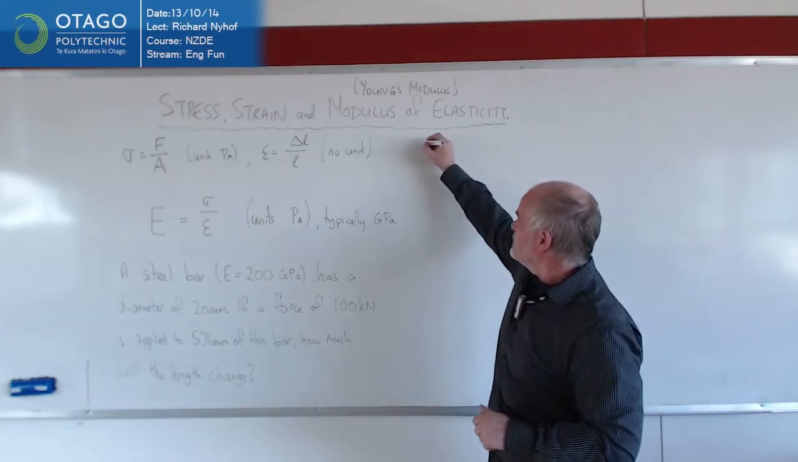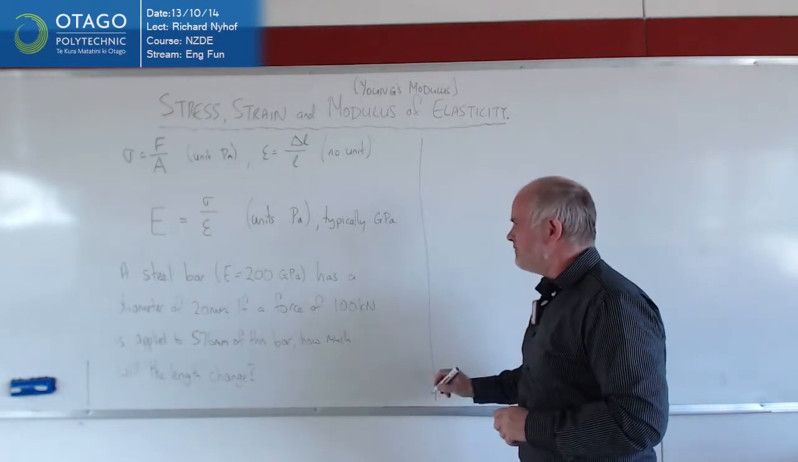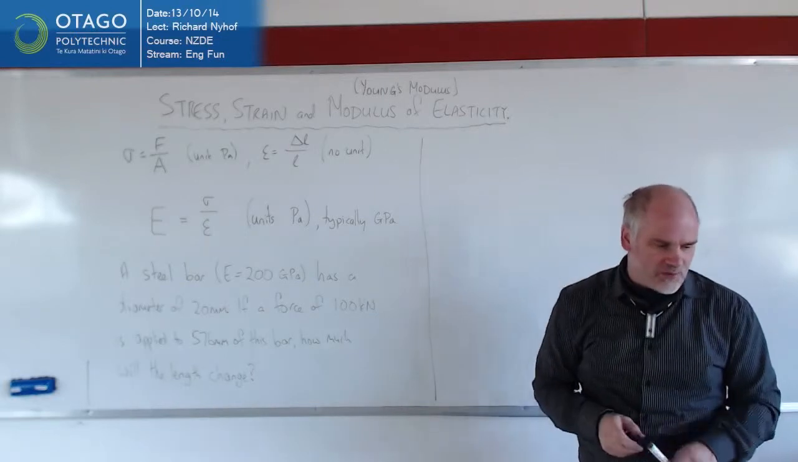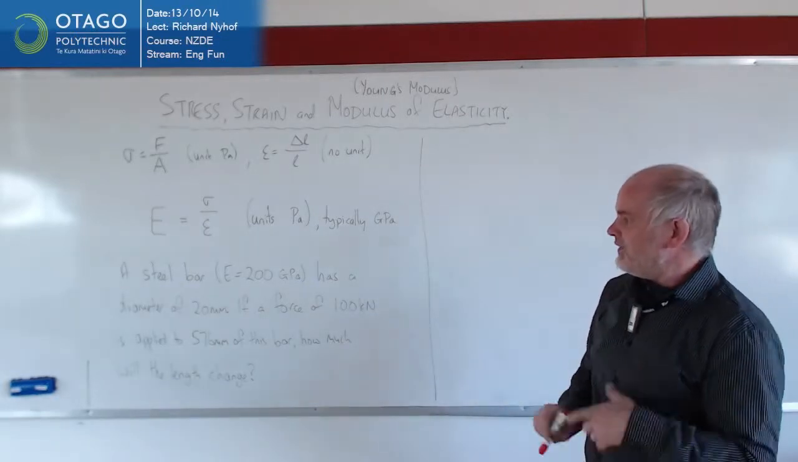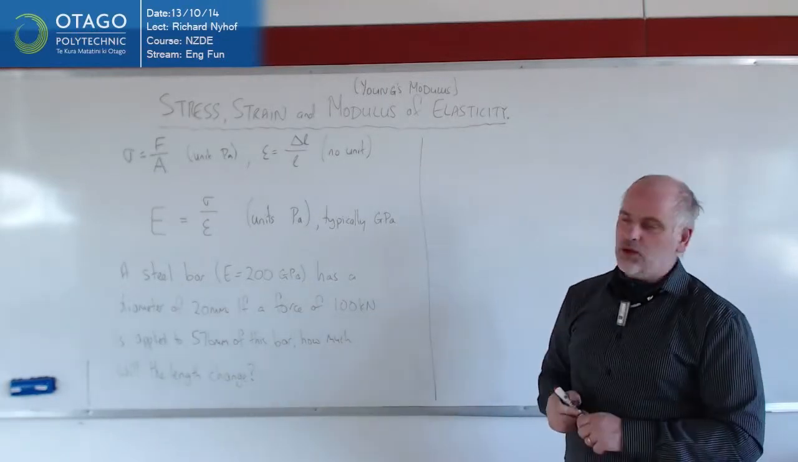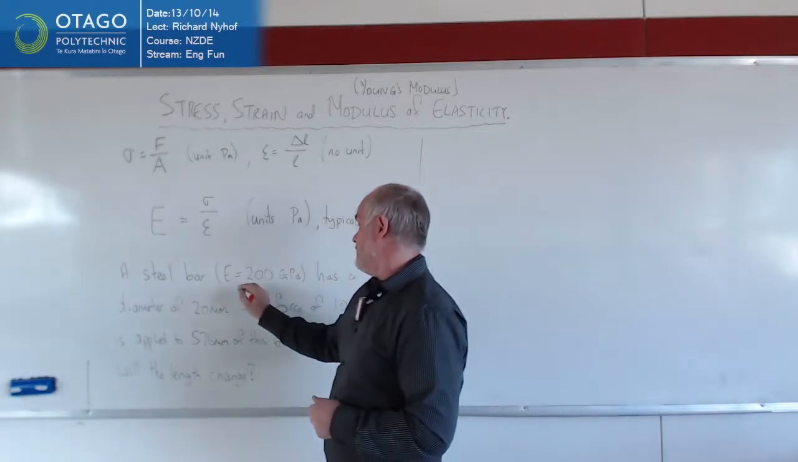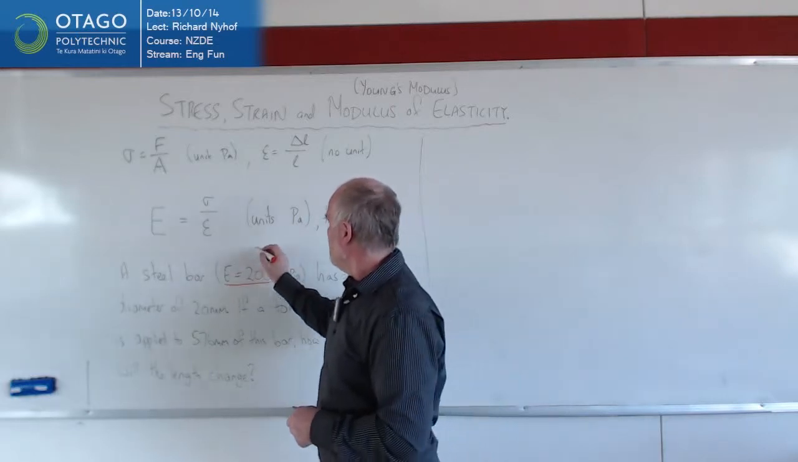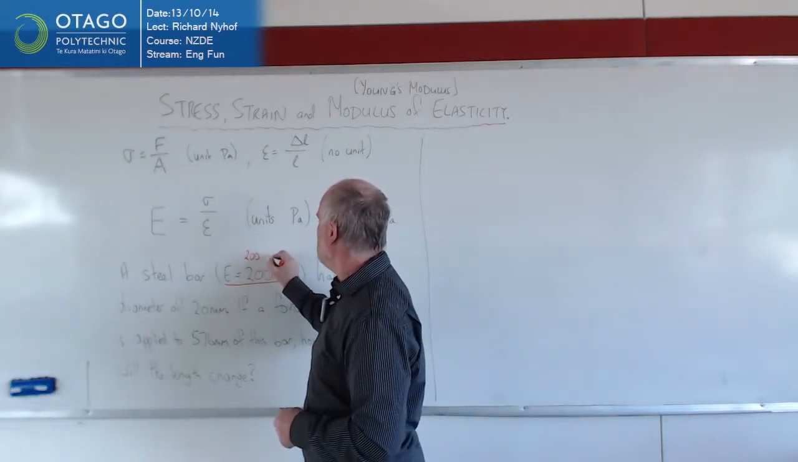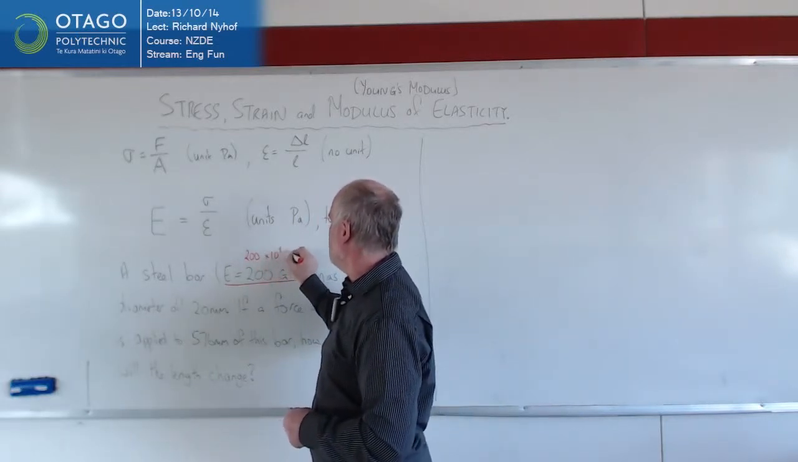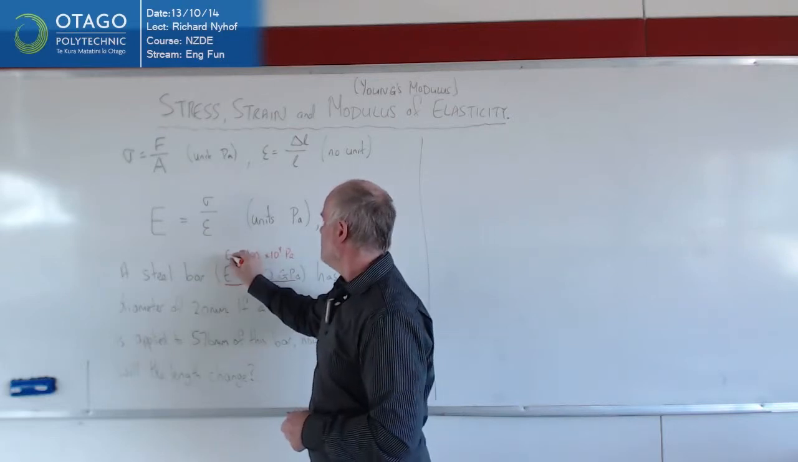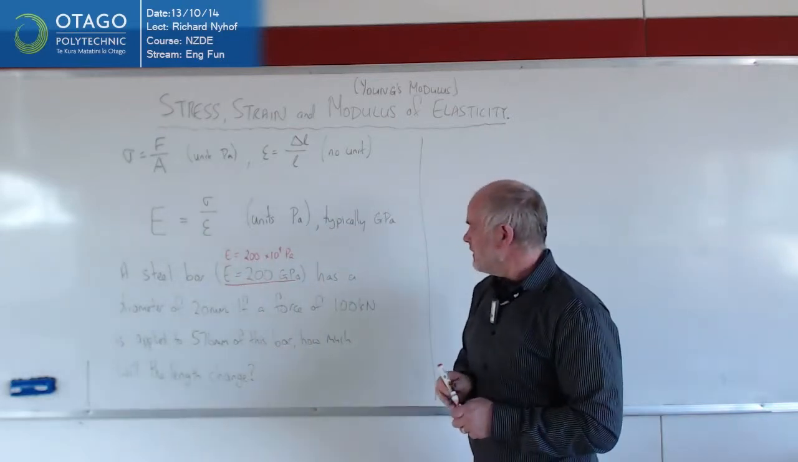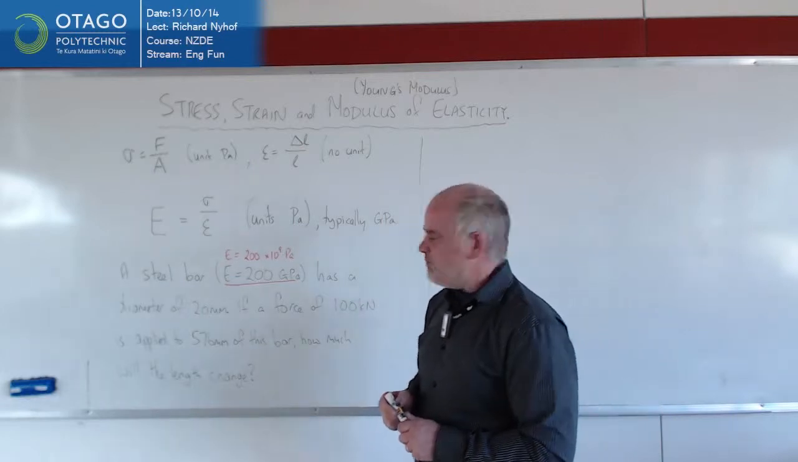Now these things require a little bit of thinking to get them sorted out. They're not too bad, but it's definitely worth looking at the numbers you've got and thinking which is which. So, this one's not very difficult. It tells us E is 200 gigapascals. Giga is 10 to the power of 9, so E is 200 times 10 to the power of 9 pascals. That's E.